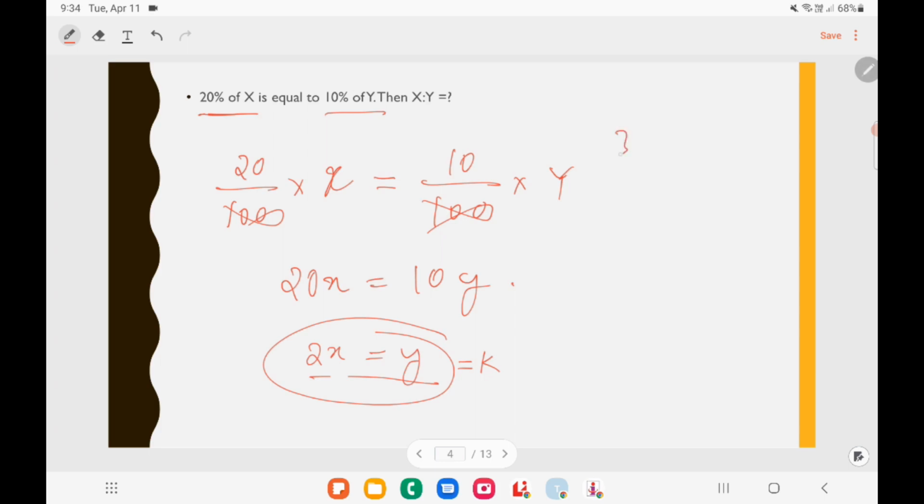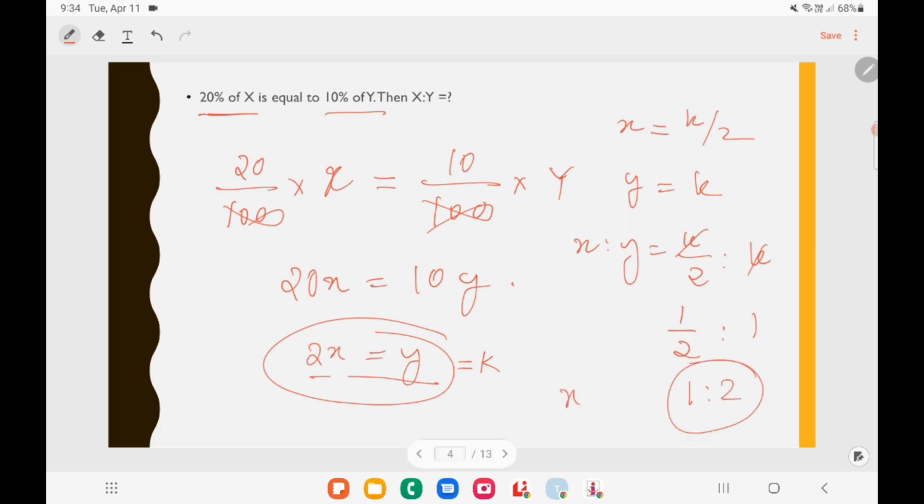Then you will get 2x equal to k, which means x is equal to k by 2, and y is equal to k itself, right? So x is to y is k by 2 is to k. You can cancel k on both sides, so it will become half is to 1. After multiplying 2 on both sides, it will become 1 is to 2. So x is to y is actually 1 is to 2. Some students, after seeing this, will write 2 is to 1, which is wrong. So you have to do like this, and then you need to come up with the answer. Okay, so I hope you understand this.